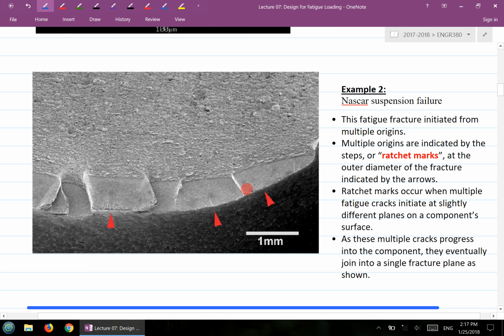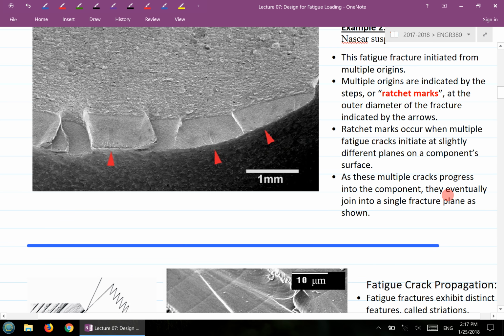Basically it starts at different locations, right? One here, one here, one there. That's why you see this uneven surface here. But at the end of the day, everything merges into one plane, and then the part breaks. So this is the same process, just slightly different, a progression of the crack.